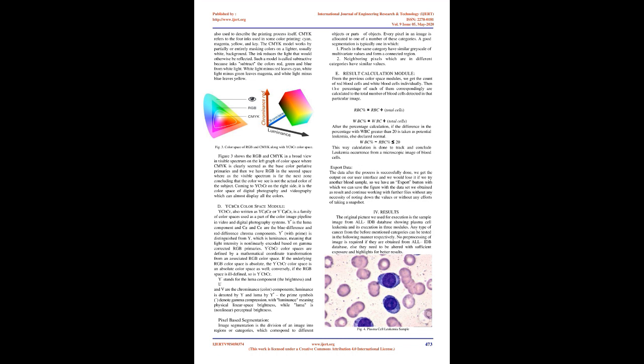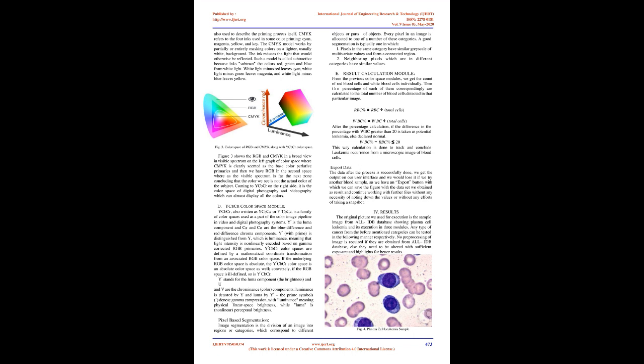Figure 3 shows the RGB and CMYK in a broad view in the visible spectrum on the left graph of color space, where CMYK is clearly seen as the base color, the subtractive primaries, and then we have RGB in the second space, whereas the visible spectrum is far the next zone, concluding that the color we see is not the actual color of the subject. Coming to YCbCr on the right side, it is the color space of digital photography and videography, which can almost display all the colors.